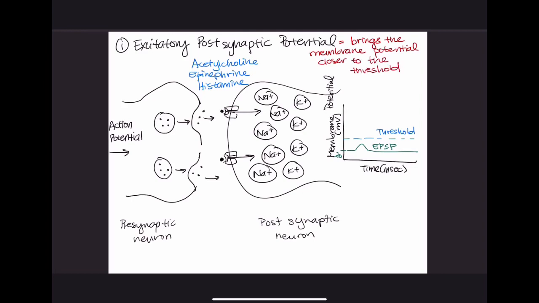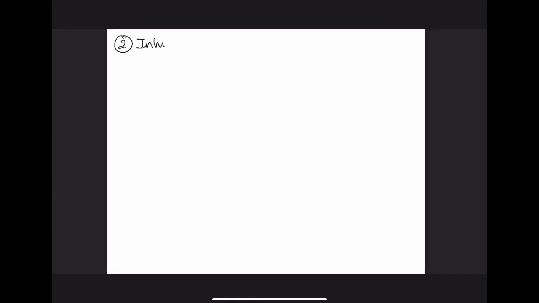What this means is that the neuron is actually more likely to fire an action potential because it's moving so much closer to that threshold. So now we're going to take a look at the counterpart, which is the inhibitory postsynaptic potential.